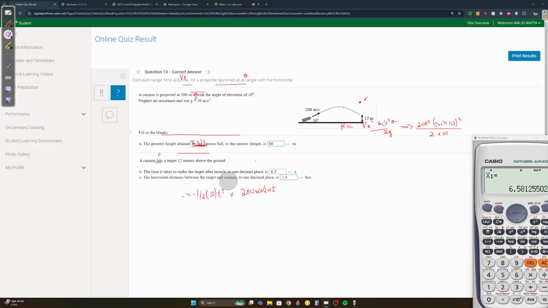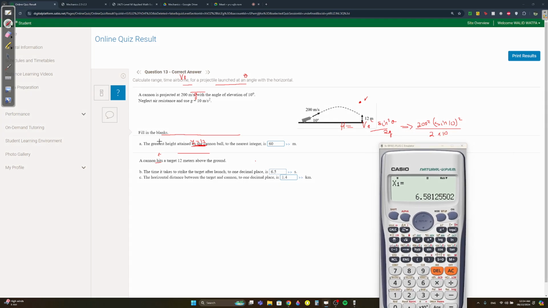Part B, the horizontal distance between the target and the cannon. Okay, this is very easy. To find the horizontal distance, we're trying to find x. X is equal to v naught cosine theta t. Now that we have the t, 6.6, we can find x. So x is equal to v naught 200 cosine theta, which is 10, times the t, 6.6. You should get 200 cosine 10 times 6.6.